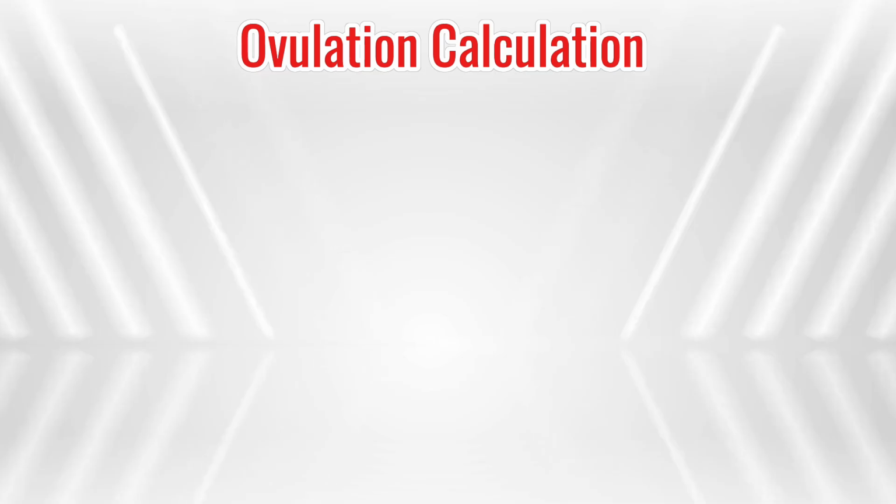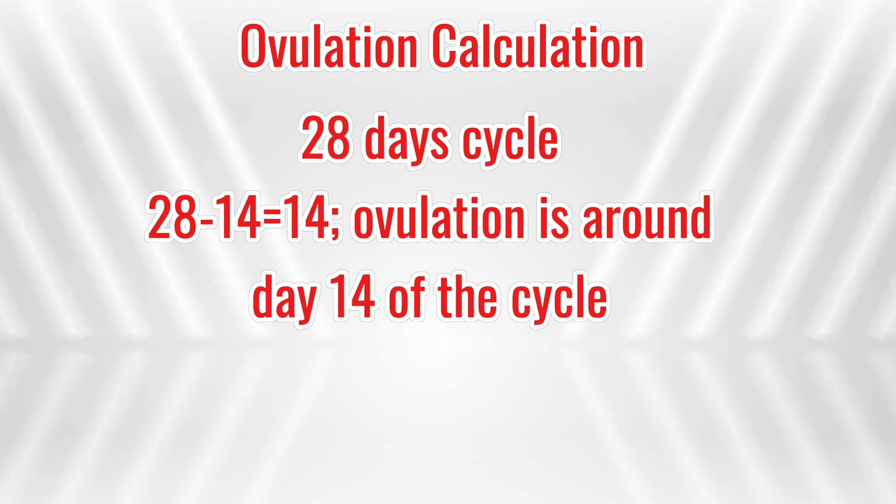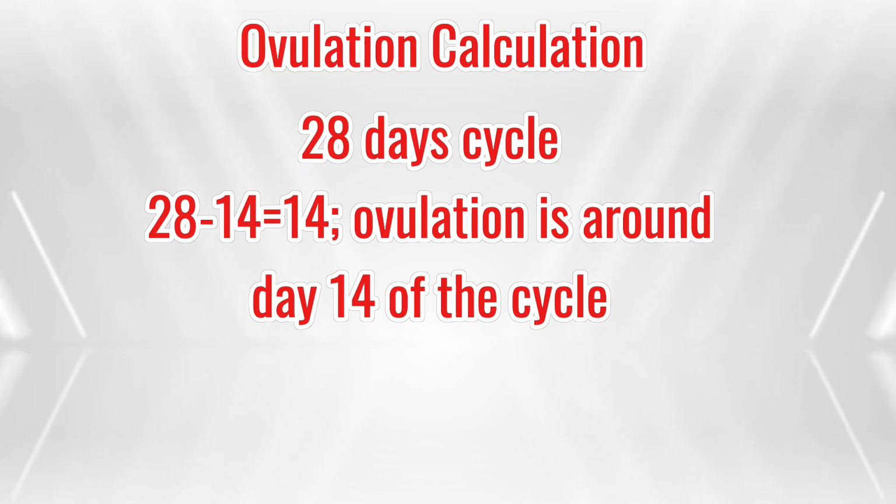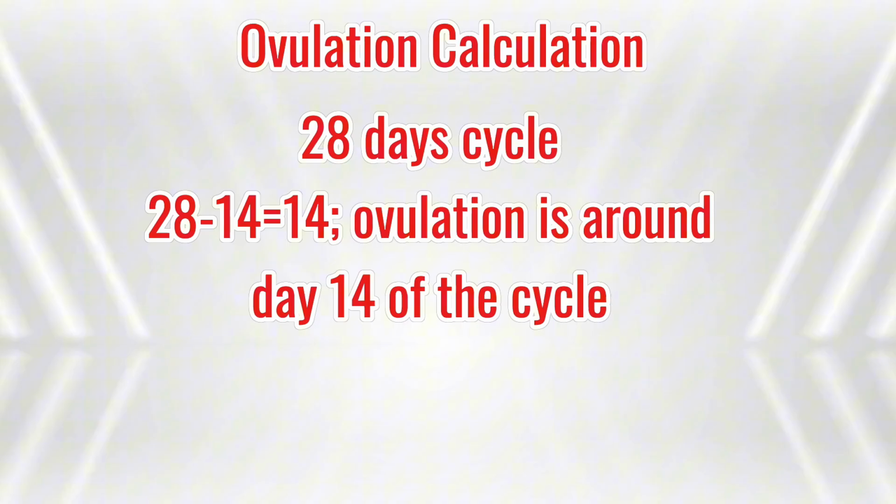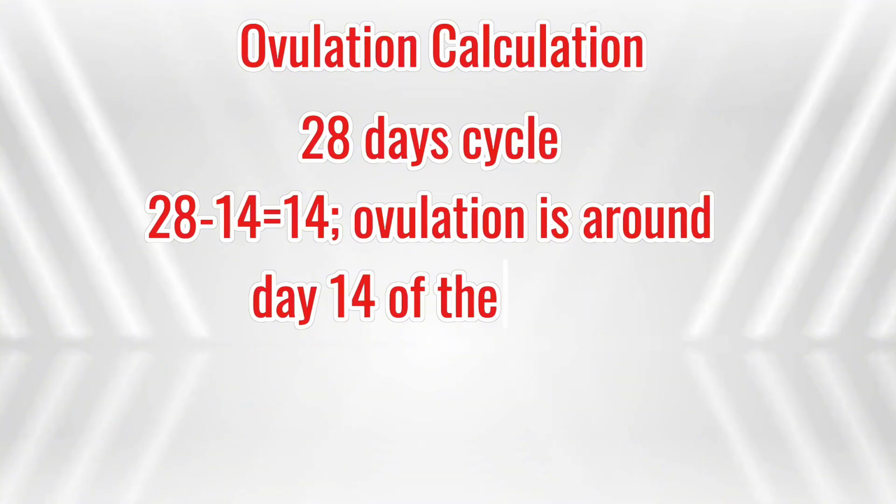Simply because if you add 14 to another 14, it is 28. So that means for someone that has a 28-day cycle, the person experiences ovulation 14 days before her next period, which happens to be on the 14th day of the cycle. I don't know if you are getting me.